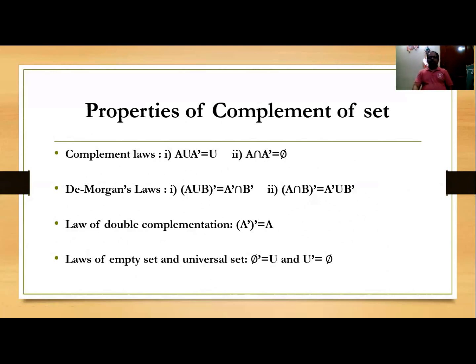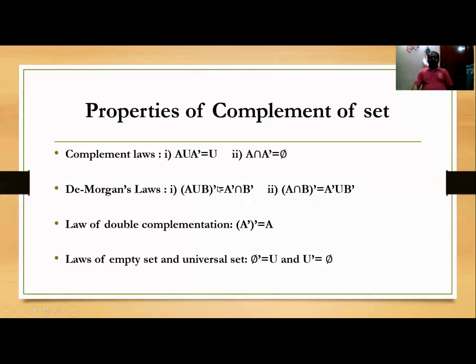Is it clear? After that we have the second law, known as De Morgan's law. What is De Morgan's law? It concerns the complement of the union of two sets A and B. We have seen that the union of two sets is an operation on two sets, and it is the set of elements which are present in A or in B or in both.